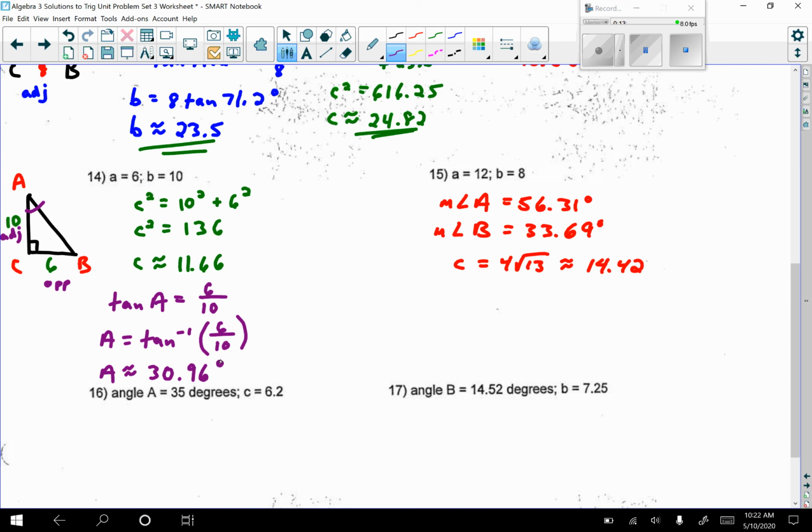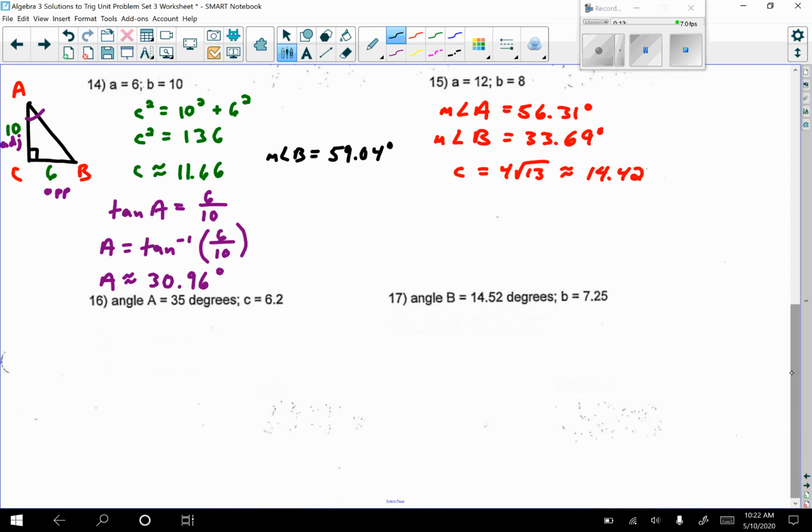Now all of these should be giving us acute angles that are less than 90 degrees. So we have angle A, and then the measure of angle B is just going to be 90 minus 30.96, so we get 59.04. All right, and a few more of these to go through.